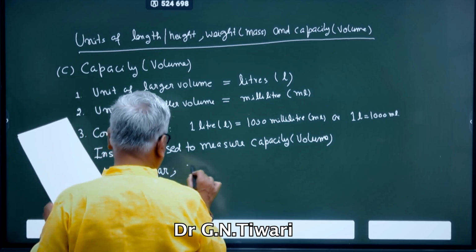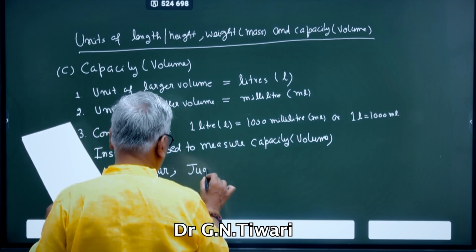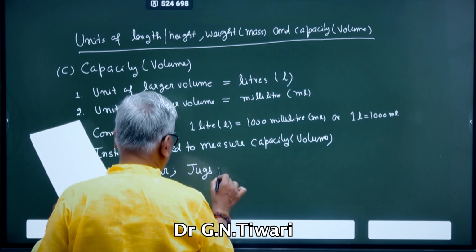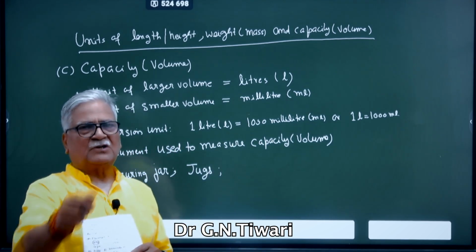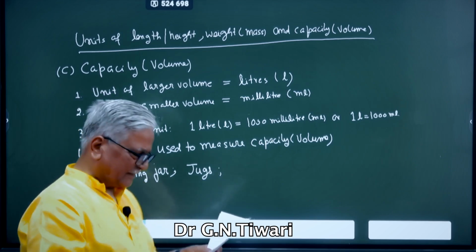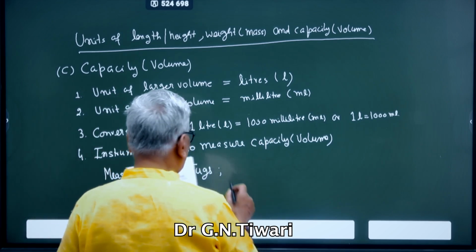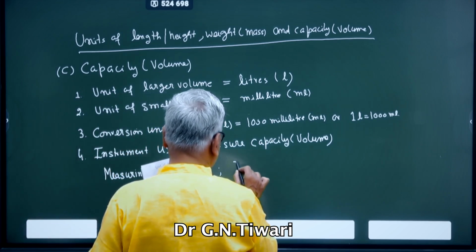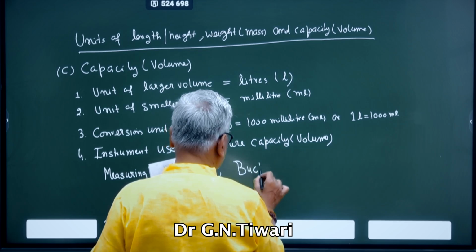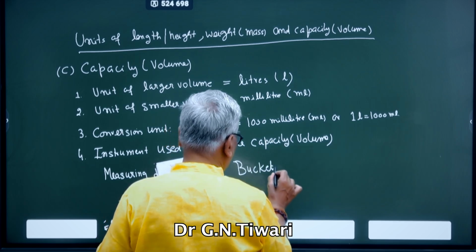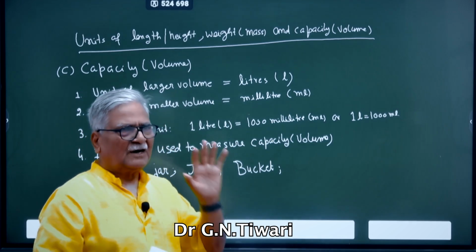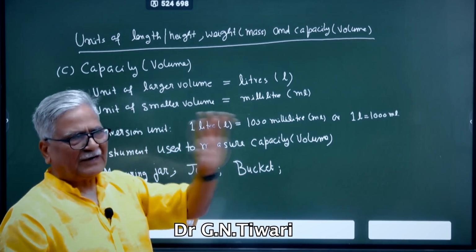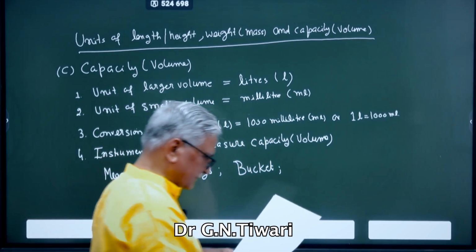Then jugs. They very frequently use the jug: 1 jug water, 2 jug water. It is roughly 500 ml. Bucket, they also know, and the capacity is mentioned. It is half liter, 1 liter, 2 liter, 5 liter, something like that.